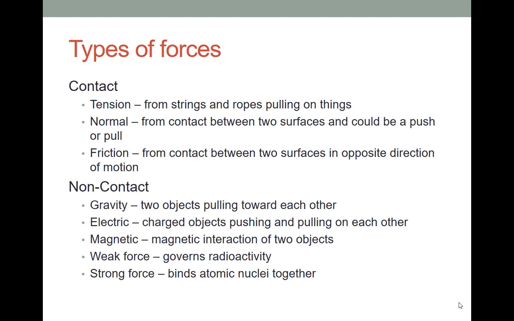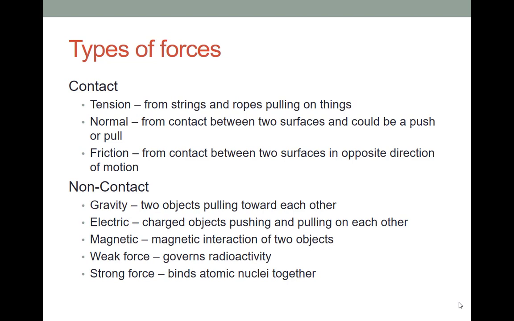Contact forces involve anything that is touching your object. So for example, if you have a string or a rope pulling on your object, that would be a force called tension. Any contact force between two surfaces could be a push or it could be a pull. For example, if you're sitting in a chair, the force between you and the chair would be this sort of contact force. This is known as a normal force.